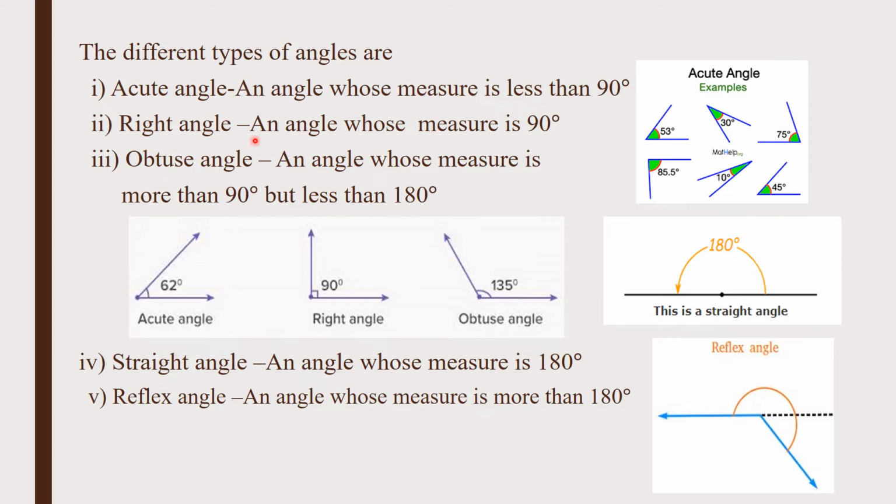A right angle is an angle whose measure is 90 degrees. And if an angle measures between 90 and 180 degrees, it is an obtuse angle. An angle whose measure is 180 degrees, we call it a straight angle. And an angle whose measure is more than 180 degrees is called a reflex angle.